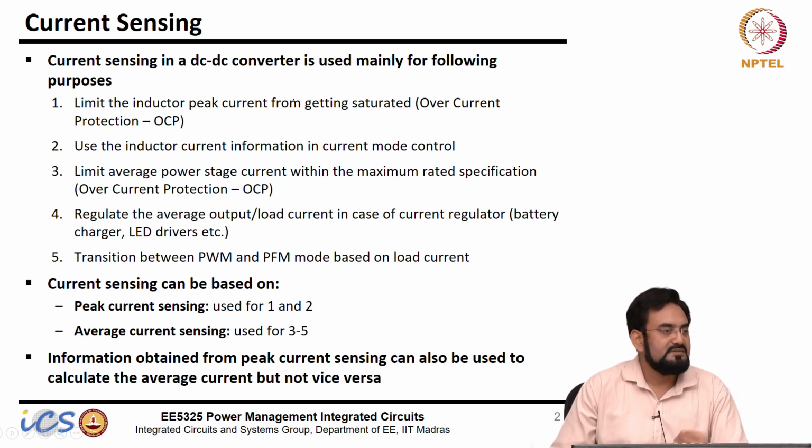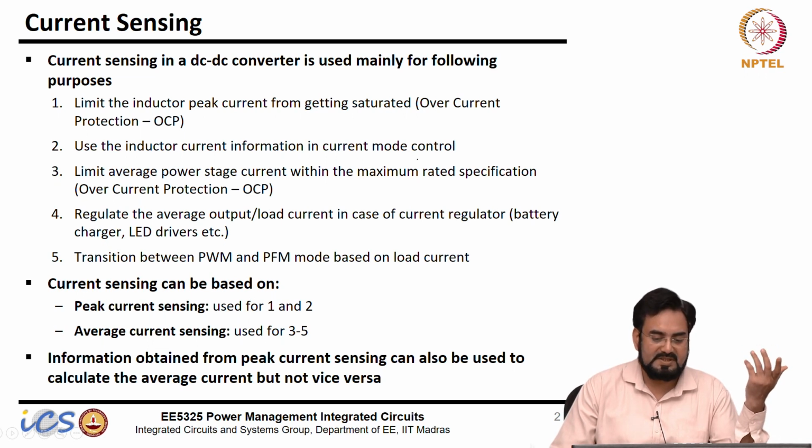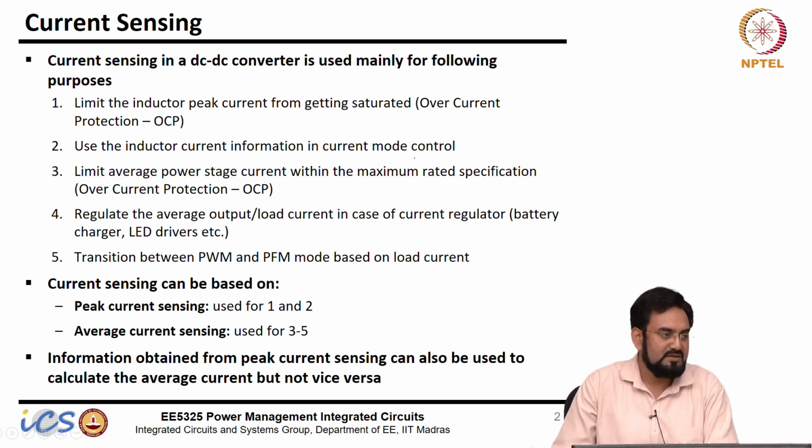Another place where we require current sensing is current mode control. For current mode control, you need the current information. So we use the inductor current information to build a current mode control switching regulator. So limit average power stage current within the maximum rated specification.